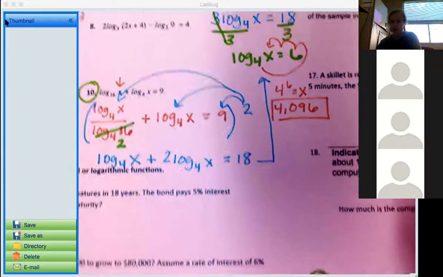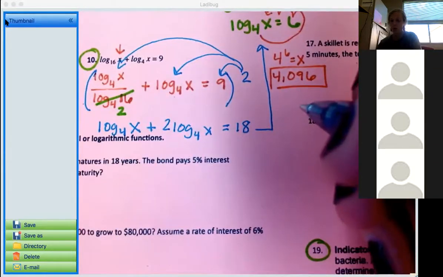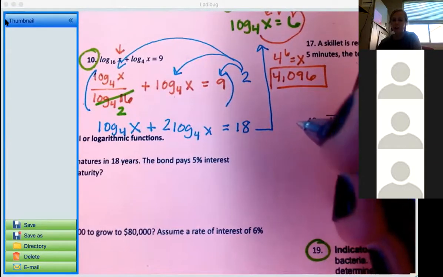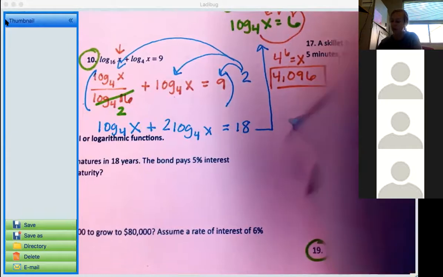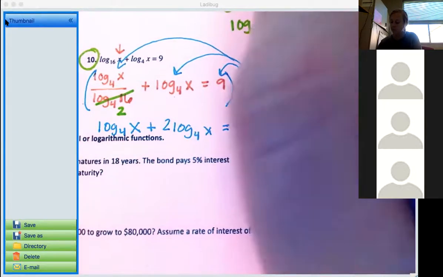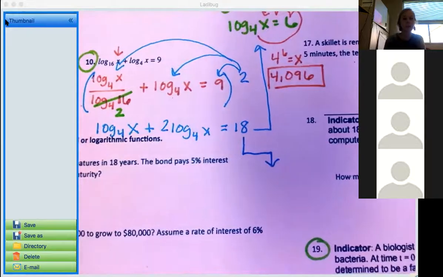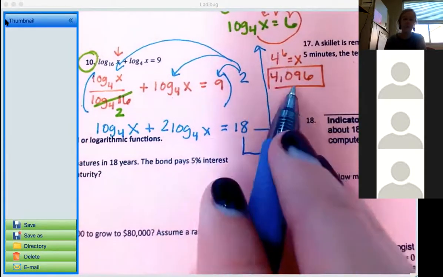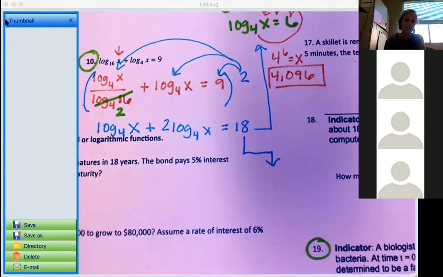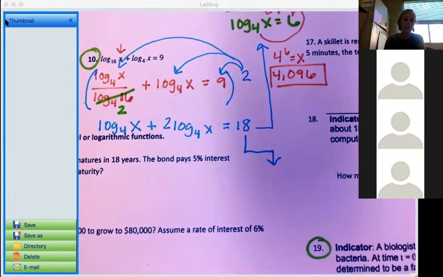Would it be okay if I just kept it as 4 to the 6th? I think so. I think in Delta Math you can type in 4^6 and it'll be the same. To be sure, Kevin, or to be safe, I would just make sure that I simplified it. Y'all can use a calculator.